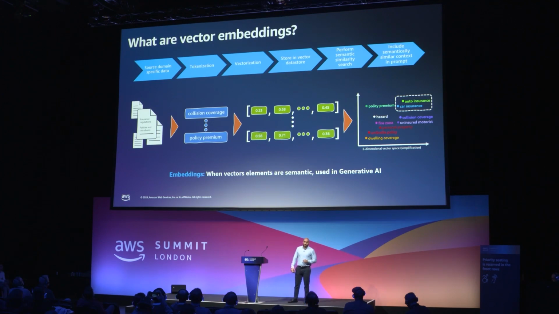So what are vector embeddings exactly? As I mentioned, they are a numerical representation of files, documents, unstructured text, etc. Let's take the example you see here on the slide. We have some insurance documents here on the left. We extract keywords from them, so collision coverage, policy premium, etc. We break basically the documents up into chunks. That process is called tokenization. And then we convert those tokens into vectors.